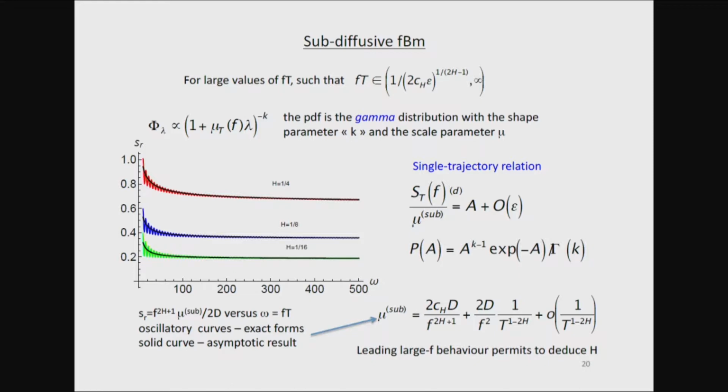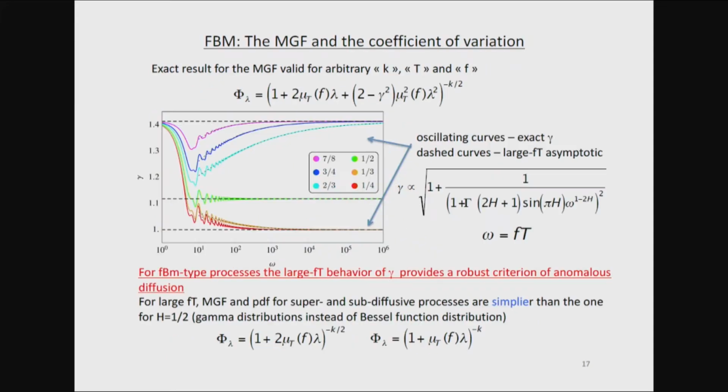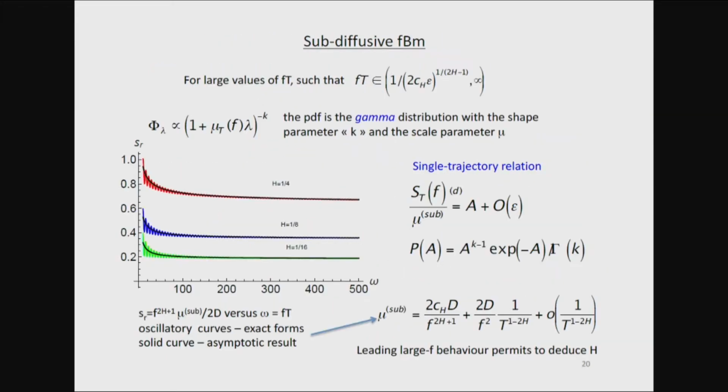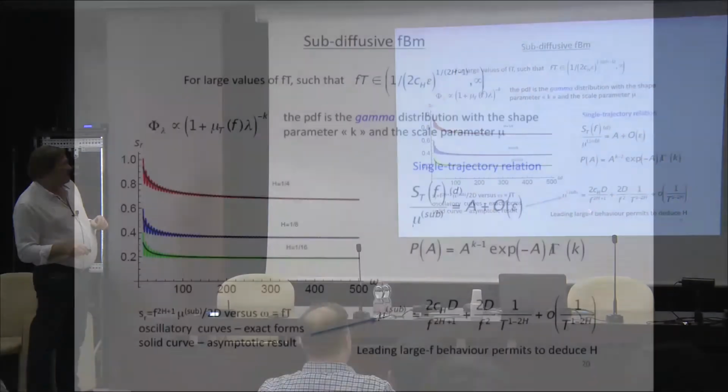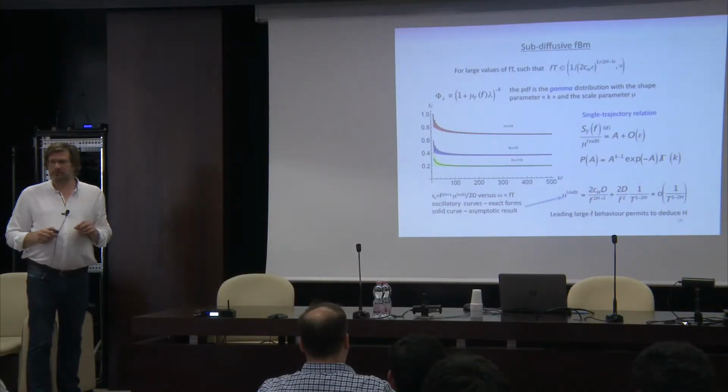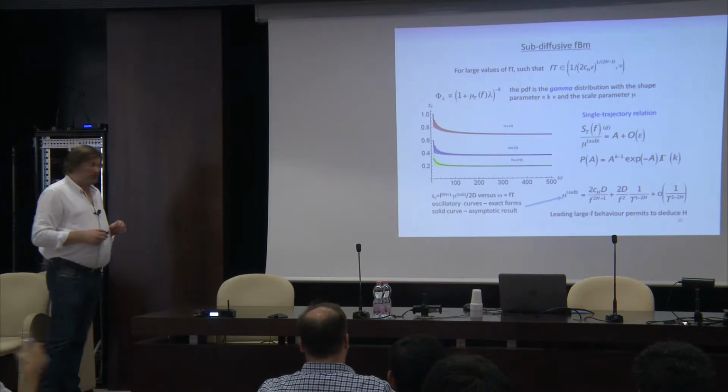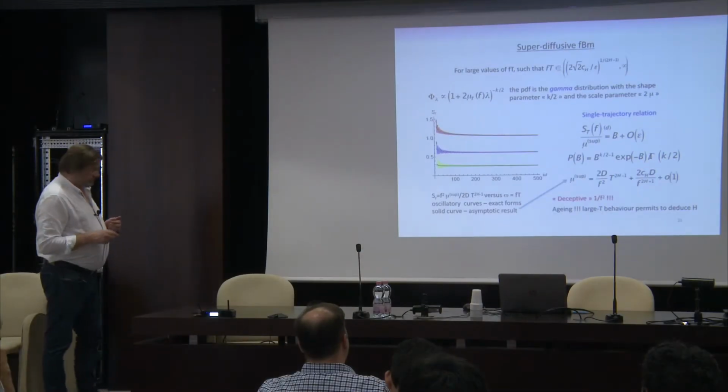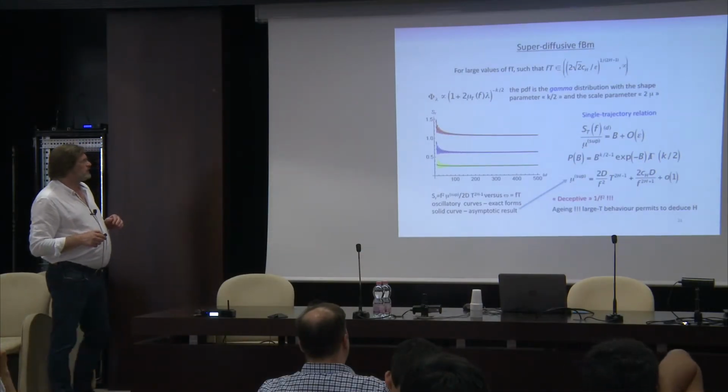This is a gamma distribution. As for the mean value, when observation time is big, it attains the following form. And you see that CH is some numerical constant which we define, and here you have f to the power 2h plus 1 for the subdiffusive case. It means that basically you can infer the value of h from a single trajectory, looking at the slope of the power spectrum. In the superdiffusive case, it is slightly different.